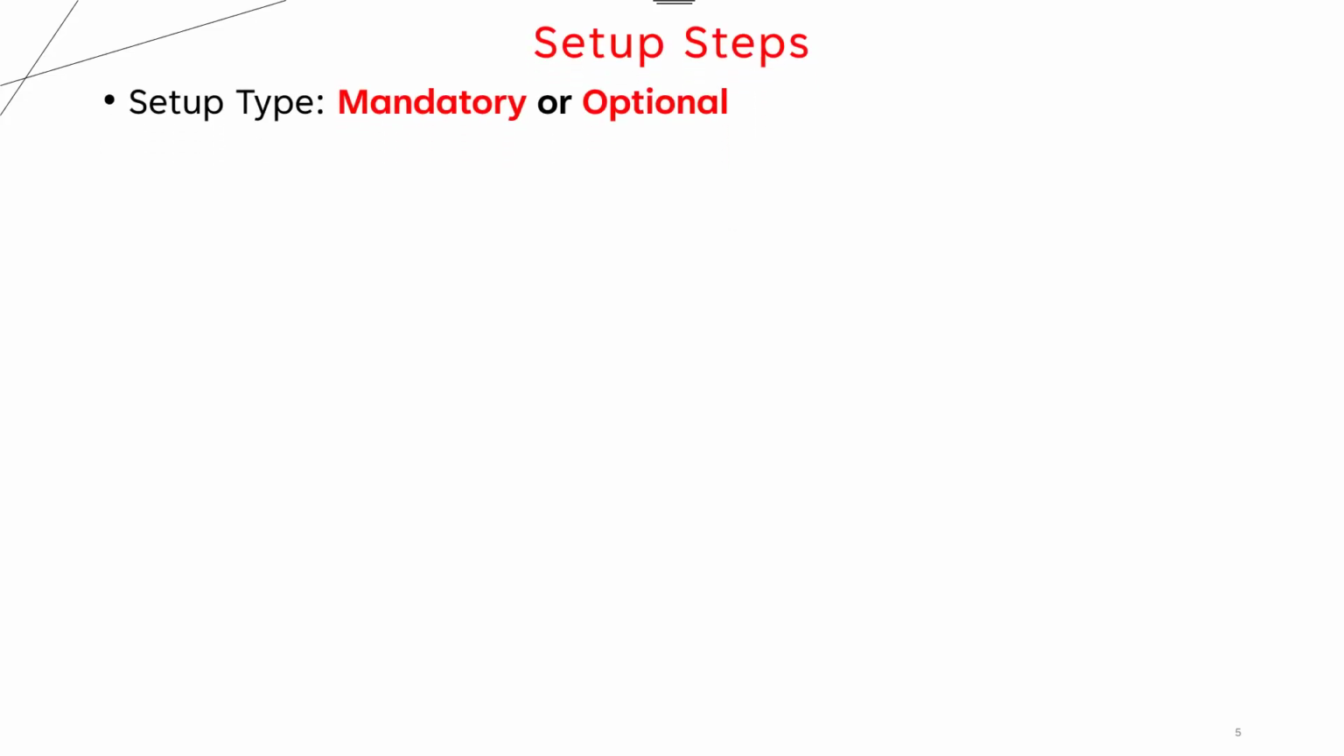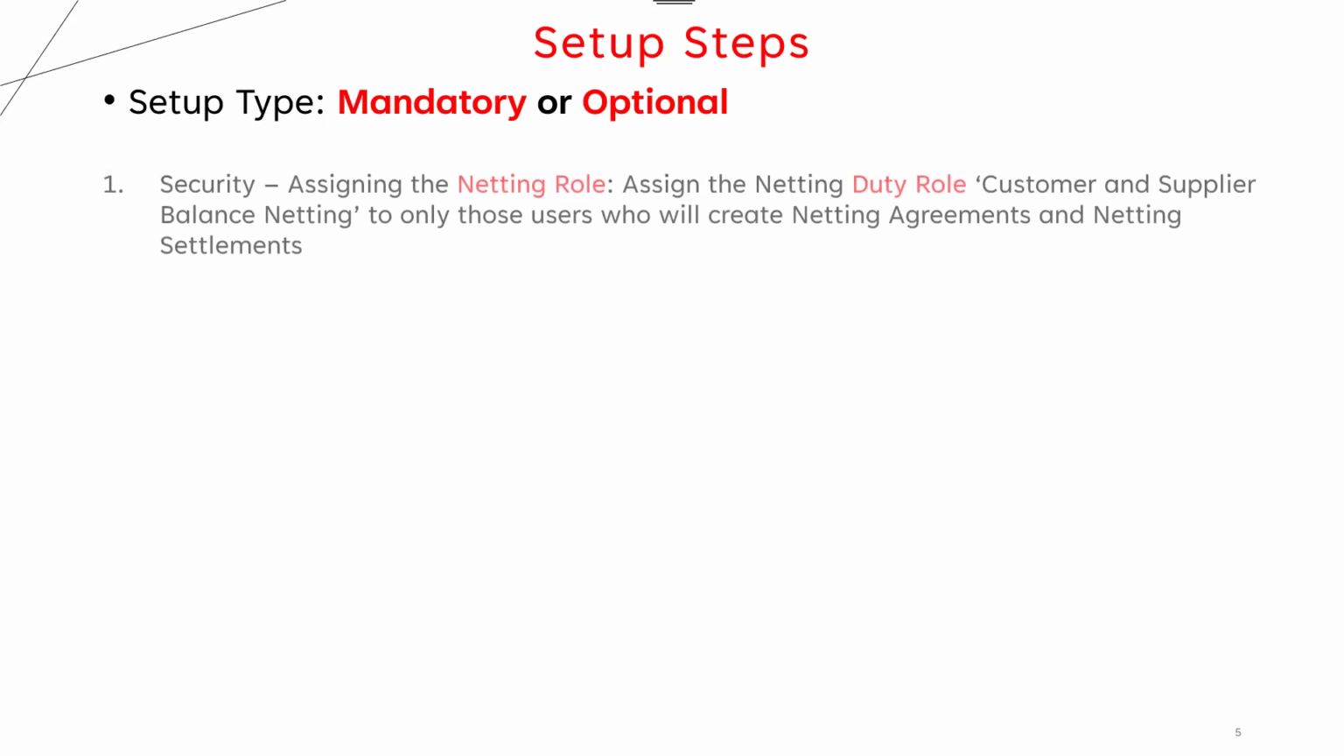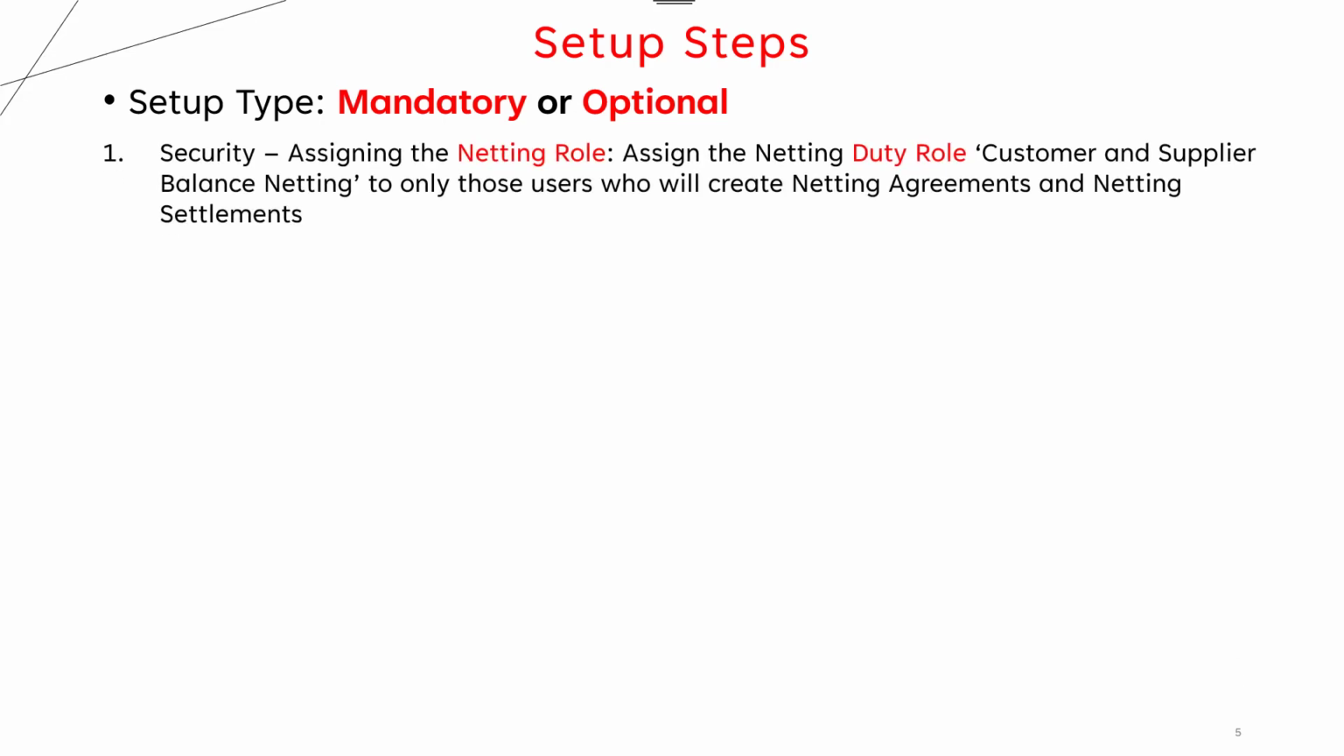What are the setup steps? The setup tasks here for netting, some of them are mandatory, the others are optional. As you know, mandatory means it must be set up. The optional ones are up to you, depending on the organization or business requirement. Let's start with the first one. First is security: assigning the netting rule to the users who will create netting agreements and netting settlements. There is one duty rule, customer and supplier balance netting, as you see here. You have to assign this to the user.